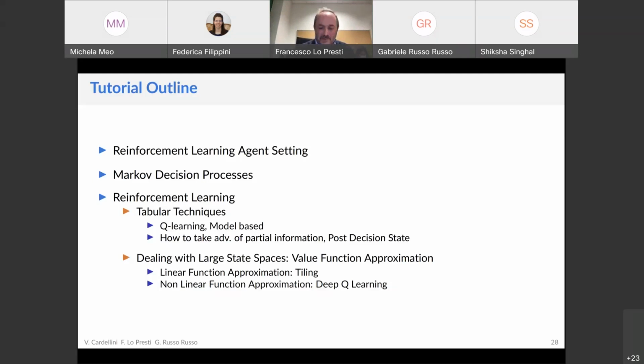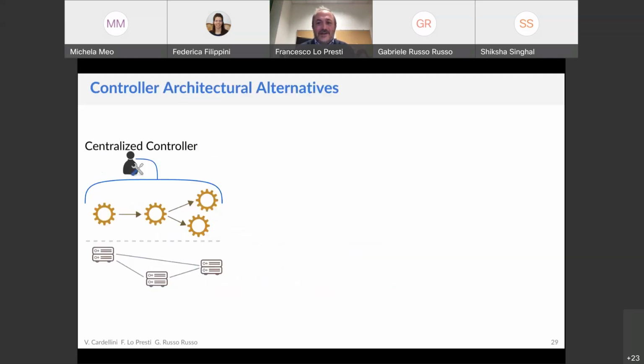The second part is the one that will be presented later by Gabriele. Most of this basic material is inspired by, and borrows the basic concepts from, David Silver's tutorial and classes on the very same subject.